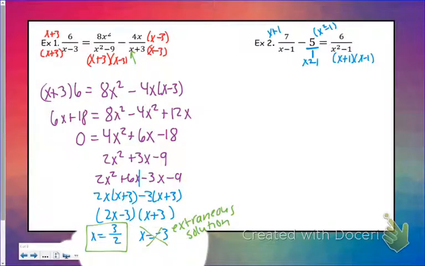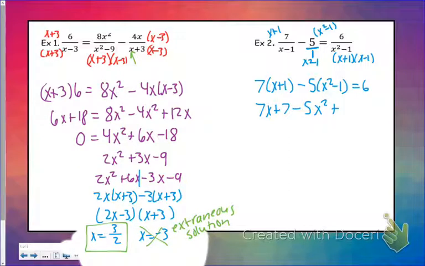So I'm going to just look at the numerators. So this is 7 times x plus 1 minus 5 times x squared minus 1 equals 6. Okay, and then distribute. So I have 7x plus 7 minus 5x squared plus 5.